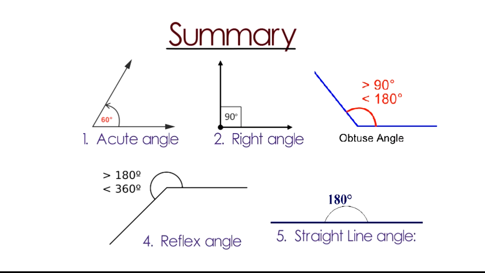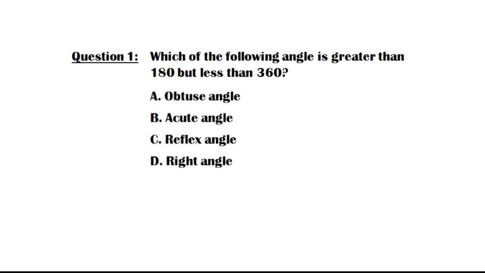Now, let's answer some questions. Question 1. Which of the following angle is greater than 180, but less than 360? Just like I have taught you, the angle that is greater than 180, but less than 360, is a reflex angle. So, the answer is option C.